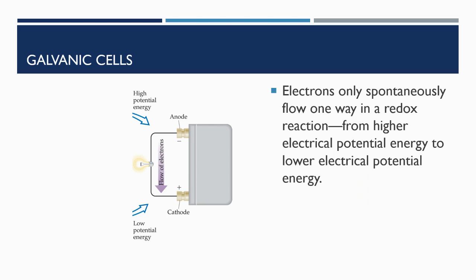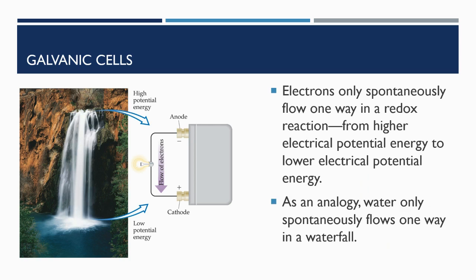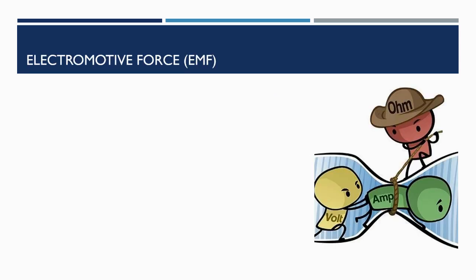Electrons will only flow one way in a redox reaction. They always flow from higher electrical potential overall to lower electrical potential. And one way to think of this is an analogy with water. If you have water high up, it'll always fall from a high potential energy to a low potential energy. And this is what causes waterfalls. Waterfalls never flow upward from low potential to high potential. We can lift water up, but we have to put energy in to lift water up to a higher place. But water will always spontaneously flow in one direction, from high potential energy to low potential energy. Electrons are the same way. Electrons will always flow from higher potential to a lower potential based on the half reactions in an overall reaction.